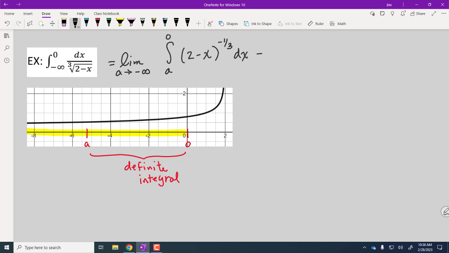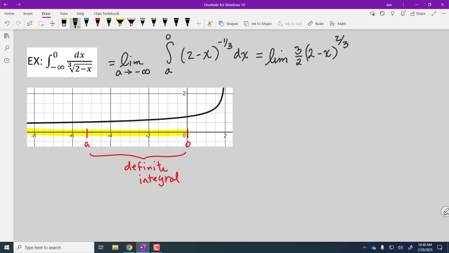And that is done with the power rule. So we're going to have 2 minus x raised to the, when we add 1, we get positive 2/3. Dividing by 2/3 means multiply by 3/2. So that is the power rule part. Add 1, divide. But then what else do we have to do?